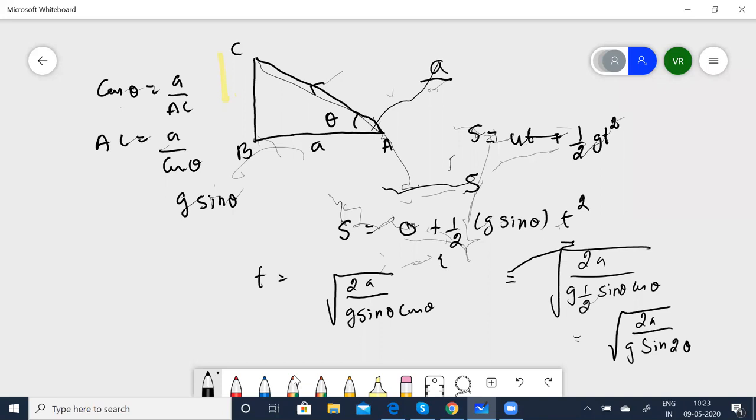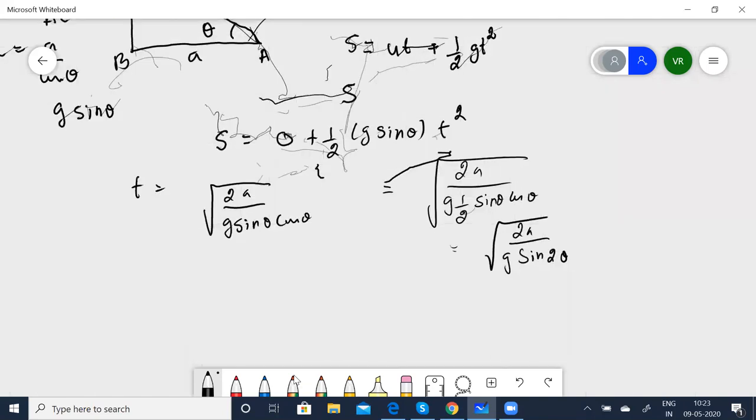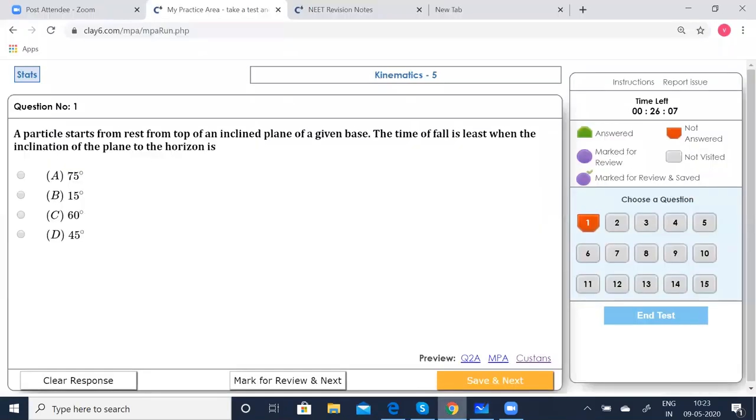Is that clear? So when theta is minimum, sin 2 theta is 1, you know that, right? Whenever sin 2 theta is 1, that means 2 theta should be equal to 90 degrees, or theta should be equal to 45 degrees. Okay. T is minimum when theta is 45 degrees. Let us click which option? D option is correct. So let us click that.